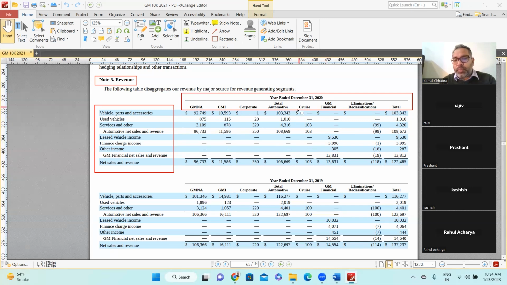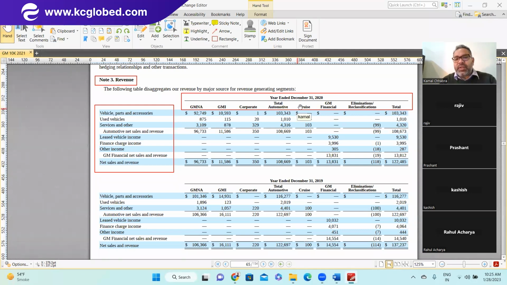In addition to that, they have two businesses, Cruise business and GM Financial. What is the Cruise business? Cruise business is basically the driverless car, right? So they have set up another company called GM Cruise, in which they are doing all the experiments and going through all the, you can say, government approval processes for ensuring that the government will approve the driverless car to work, right? For that they have created a separate entity, and that entity has generated $103 million of revenue.